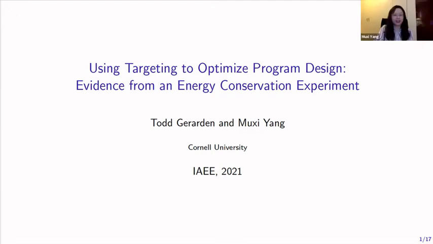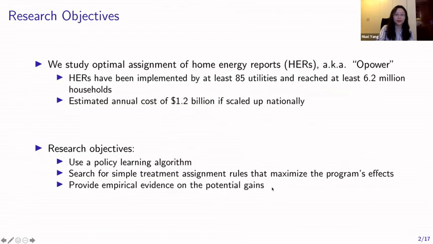So hi everyone, my name is Mushi. I'm a PhD student at Cornell University. In this paper, which is joint work with Professor Todd Gerarden, we study how to improve the design of behavioral interventions to maximize net benefits. We do this in the setting of home energy reports, also often referred to as O-Power letters.